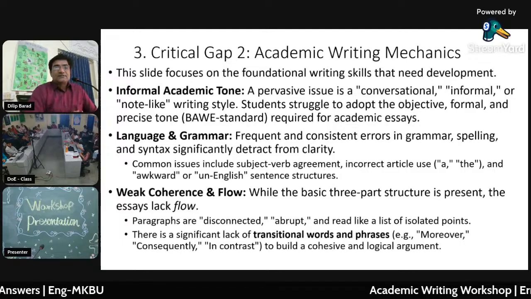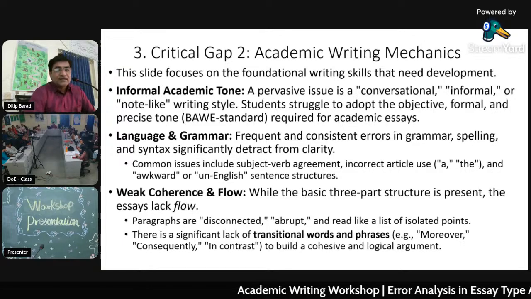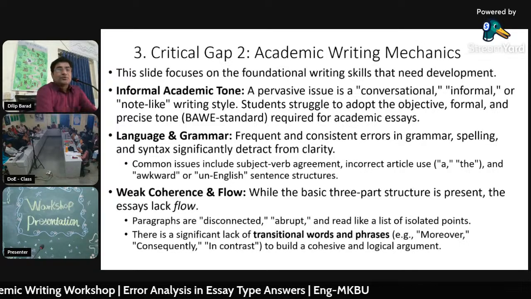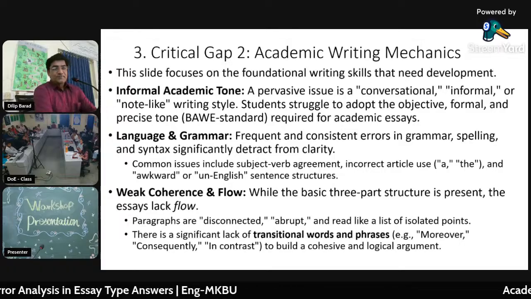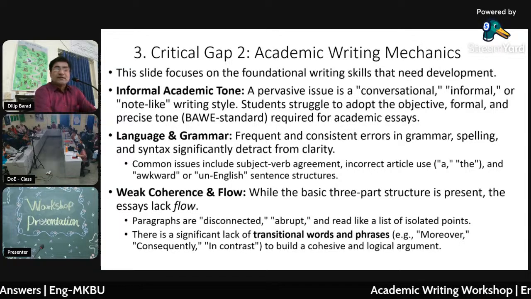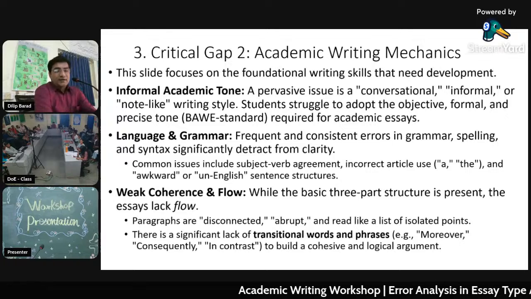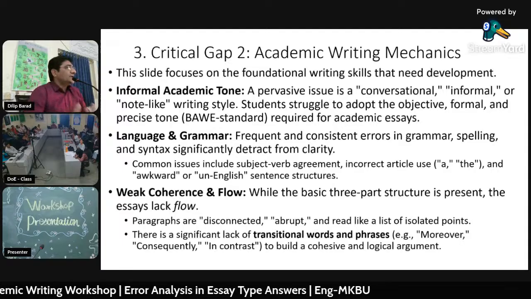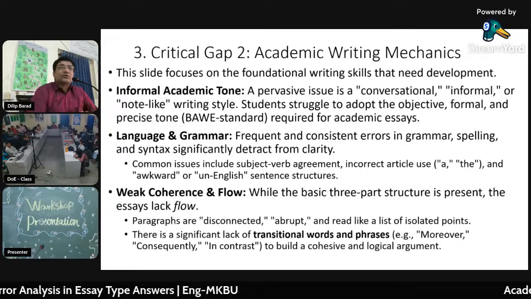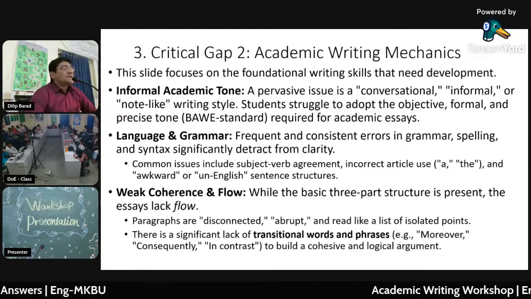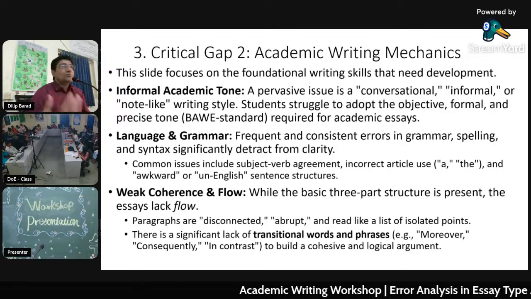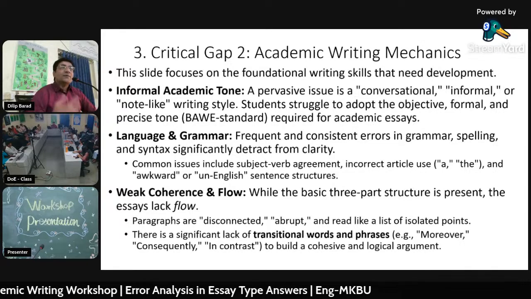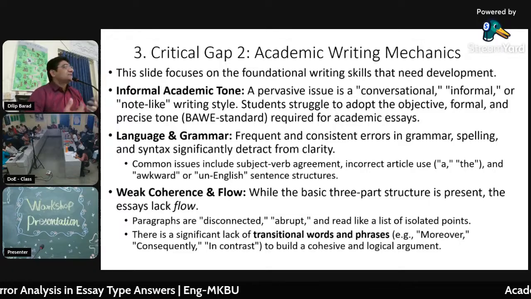Language and grammar. Frequent and consistent errors in grammar, spelling and syntax significantly detract from clarity. So this is a big problem about use of basic language and grammar structure. The use of articles is incorrect and awkward also, and un-English sentence structures are also found. There are many common errors which Indians make, and all those common errors are also found. But once those common errors are identified, if you work on that, there are books now written on common errors in the English language, which native speakers don't make, but anybody who is a second speaker of the language will obviously make such mistakes.